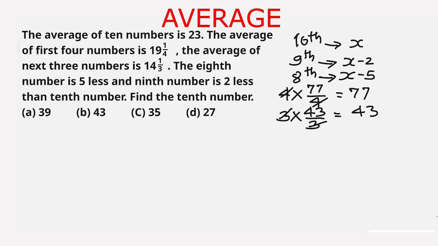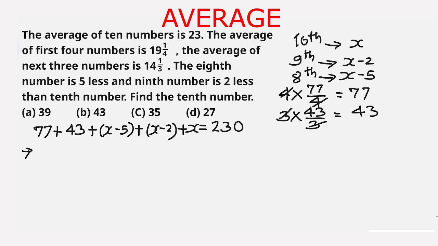So the sum of all the numbers is 77, which is the sum of first 4 numbers, plus 43, which is the sum of next 3 numbers, plus x minus 5, which is 8th number, plus x minus 2, which is 9th number, plus x is 10th number, and this is equal to 10 multiplied by 23, as the average of these 10 numbers is 23. So 10 multiplied by 23 is 230.